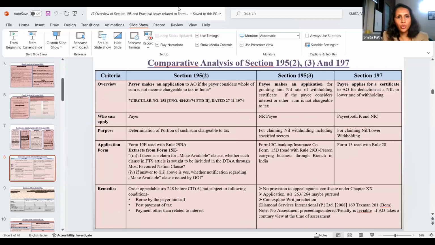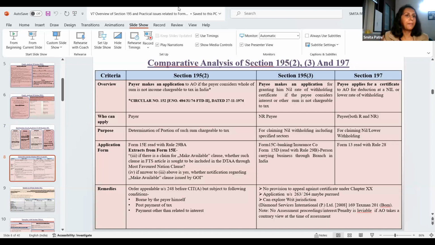So for 195(2), the payer makes an application to the AO if he is unable to determine the sum chargeable to tax. That is determination of that portion which is actually chargeable to tax. So the payer himself is unable to do so, so he goes to the AO. He makes an application in Form 15E. He says that the whole of the sum is not income chargeable to tax, so please determine that portion of income which is chargeable to tax. So in this case, the payer goes to the AO only for the determination of the portion of the sum.